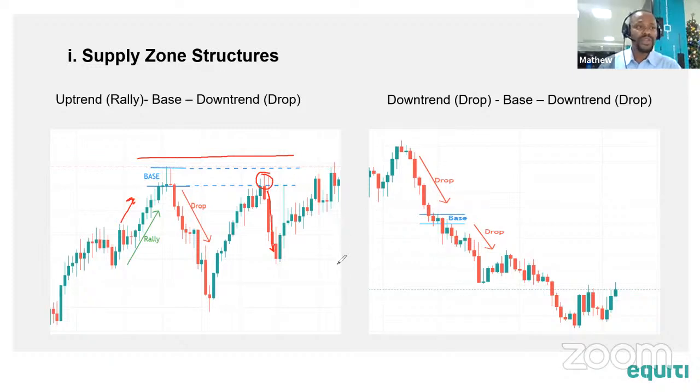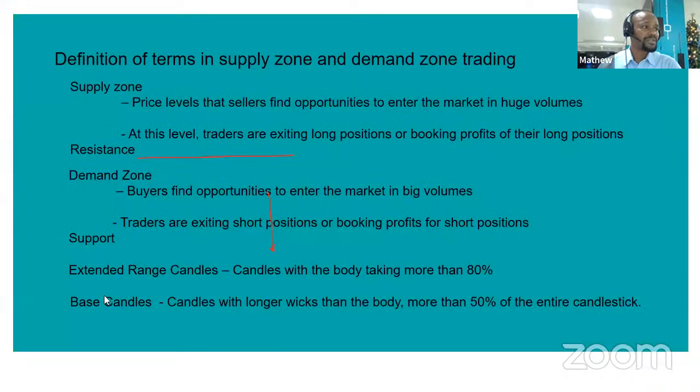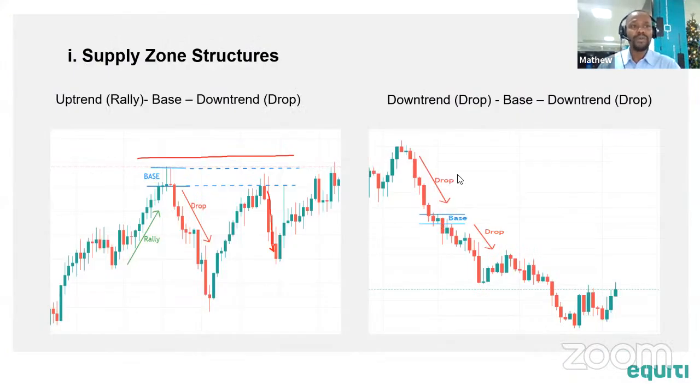So at this point we're going to utilize the concept of, let me just delete these ones first. This is where you're going to use the concept of what I talked about previously, the extended range candlesticks. Extended range candlesticks is where you have a body taking more than 80%. You'll find them at the point where you have this drop, base, drop.